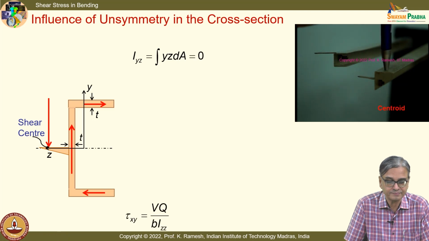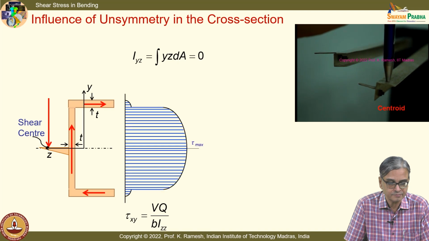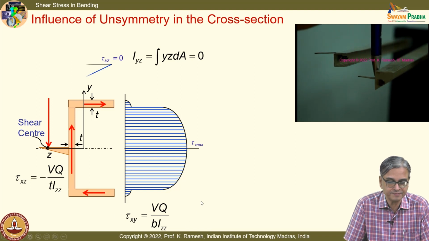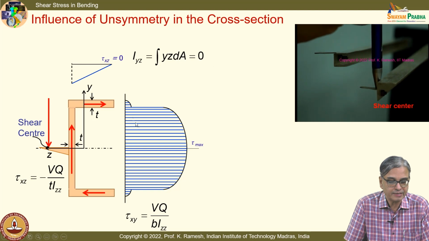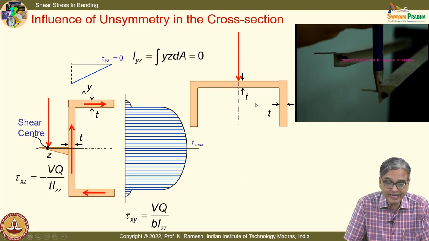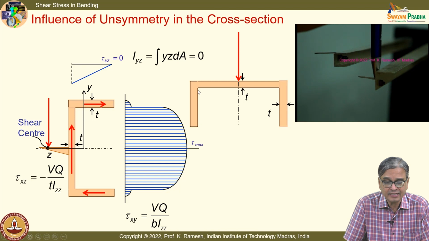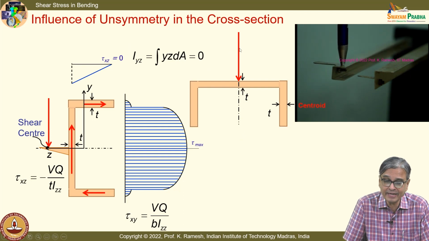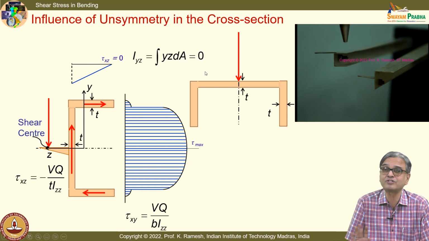So, I have tau xy equal to VQ by B IZZ, and then I have tau xz also. And when I take the same channel like this, for this case IYZ is 0, because this has a vertical plane of symmetry. My loading plane is like this, and it has a plane of symmetry. The plane of symmetry comes when you look at what happens to IYZ.